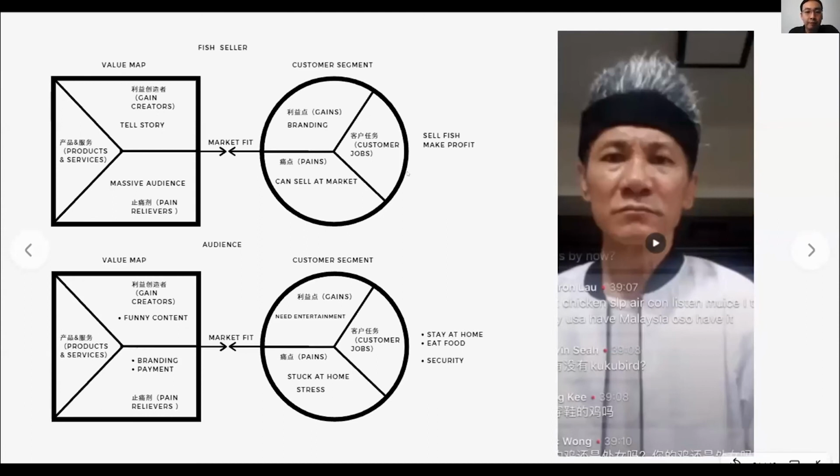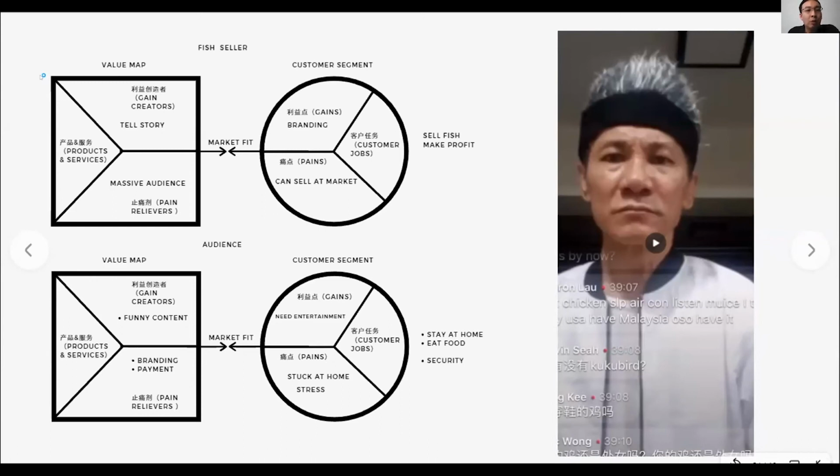Okay, first of all, the customer job of this fish seller is to sell the fish to make a profit. Another thing is that their problem is that they can't sell and market because of the circuit breaker in Singapore. So they do not have branding, and they want to have branding. This is what the fish seller is thinking.